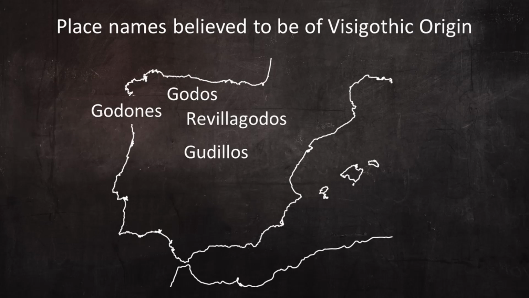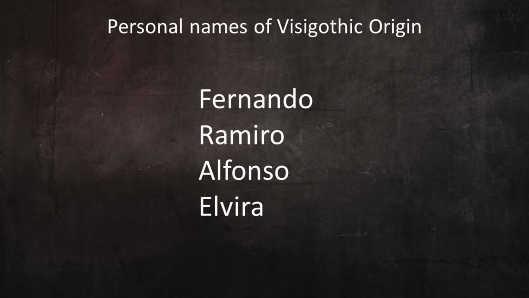There's just a handful of Spanish place names believed to come from Visigothic. These two obviously contain godo, the Spanish word for Goth. I couldn't find information on the etymology of the other two, but they look like they might also derive from the same source. Some common personal names of Visigothic origin include Fernando, Ramiro, Alfonso, and Elvira.